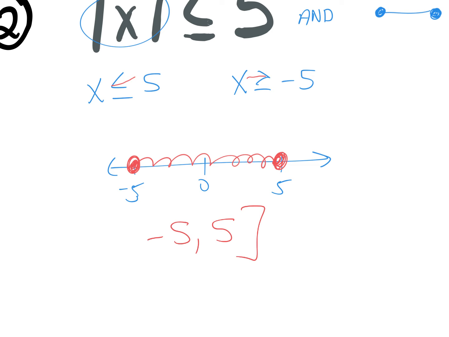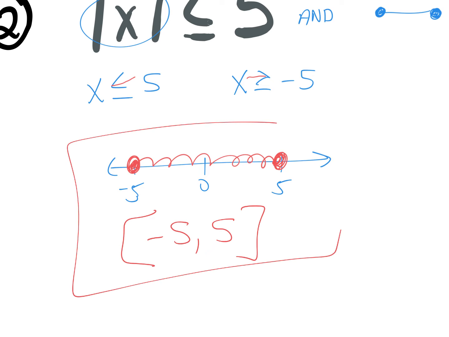Brackets. Good. Why is it brackets? Because it's a closed circle. Because it's or equal to. There's your answer. Easy enough, right?